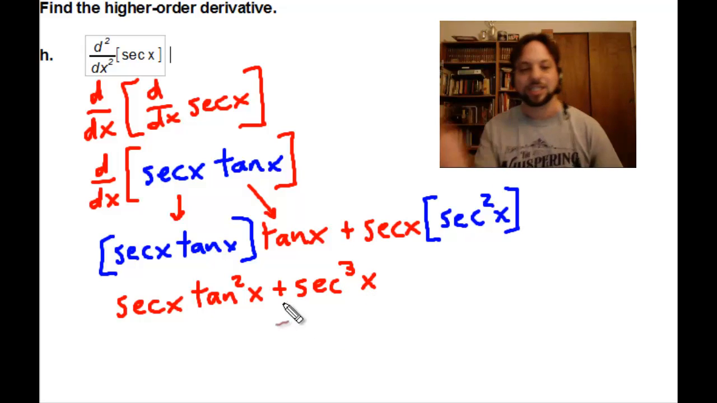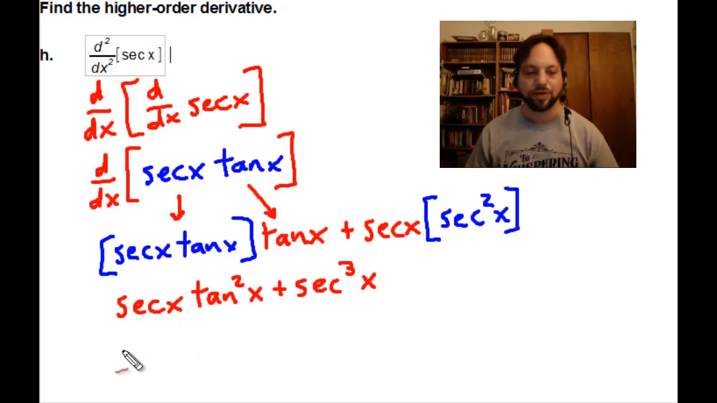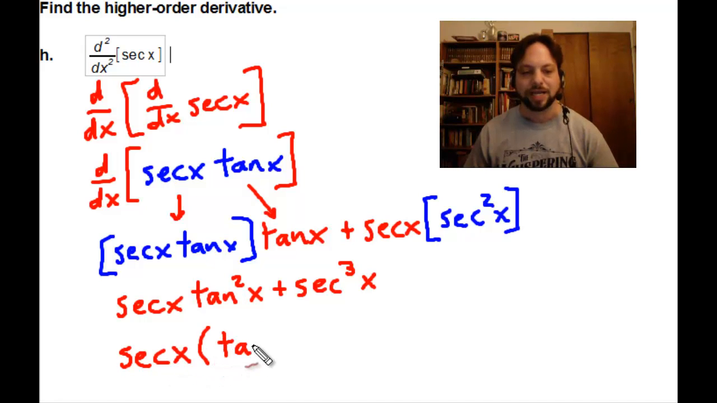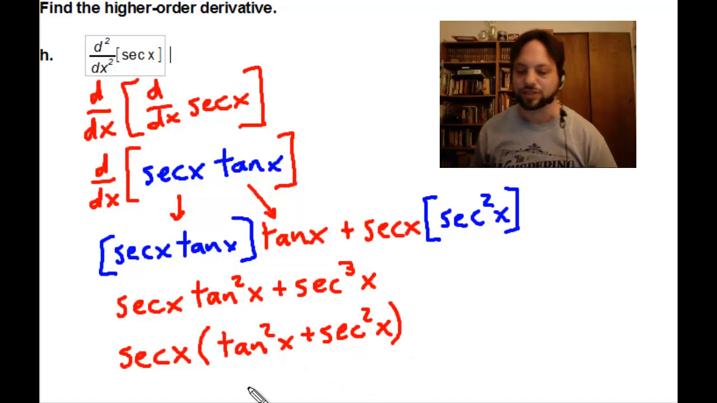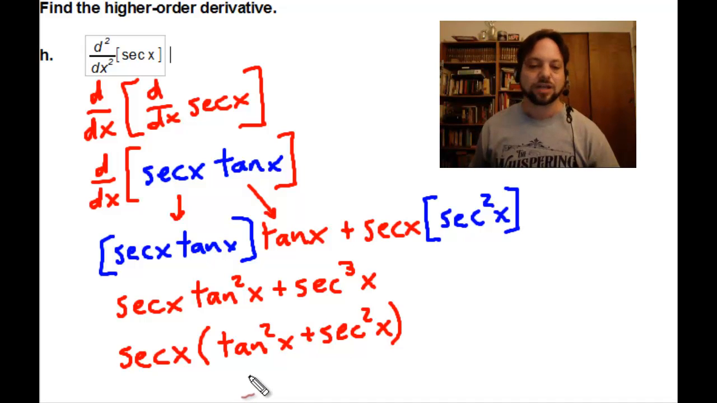Now some of you see secant x's in both terms, and you might want to factor that out. You certainly don't need to, but if you want to, you can. We'll have secant x multiplied by tangent squared x plus secant squared x. So that didn't really accomplish a whole lot. Maybe there's an identity based around that. I'll let you determine that for yourself. But that is our second derivative of secant x.